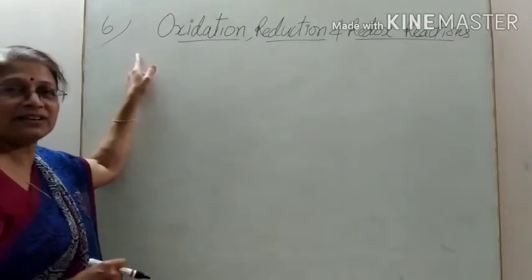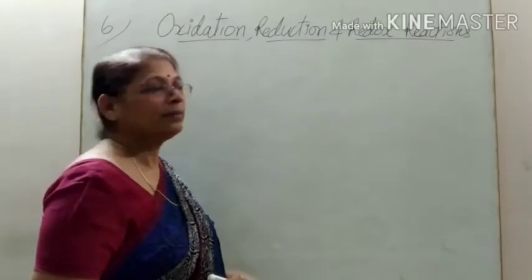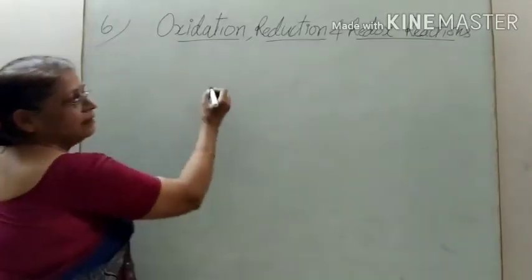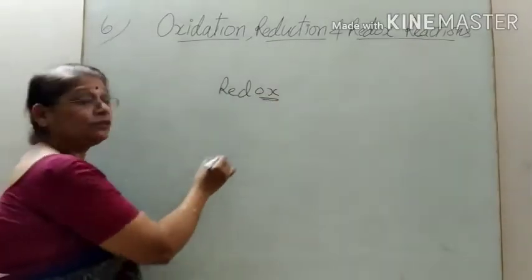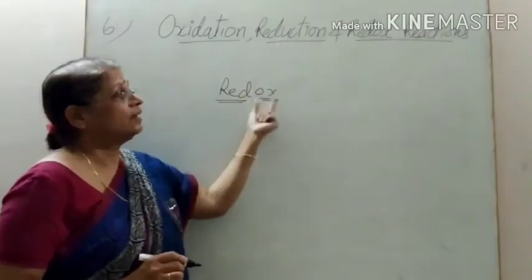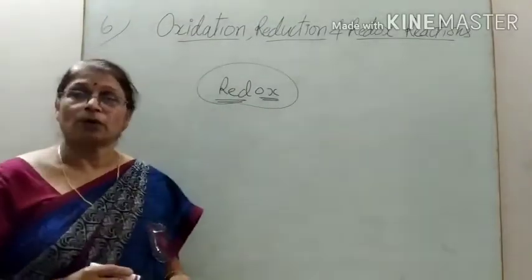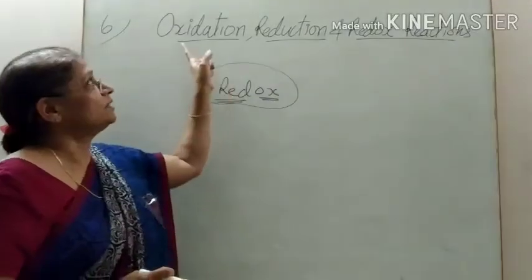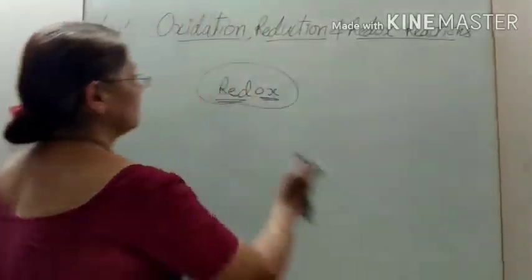Okay, the sixth reaction is oxidation, reduction and redox reaction. Redox reaction is not a different thing. Let me explain. Redox consists of two parts. First, red means reduction and ox means oxidation. Combined, we can say redox. The word redox I will discuss later, but first, what is oxidation and what is reduction? So we will go for this.